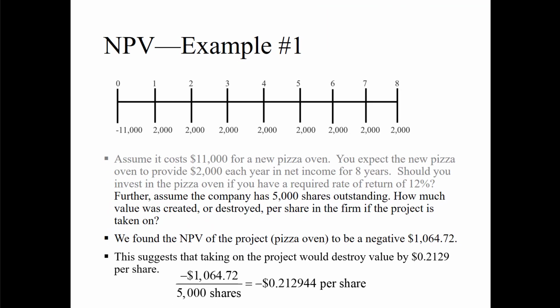In this case, we found that our net present value was a negative $1,064.72. If we have 5,000 shares, we simply divide negative 1,064 by 5,000, and that gives us a negative 0.212944 per share.